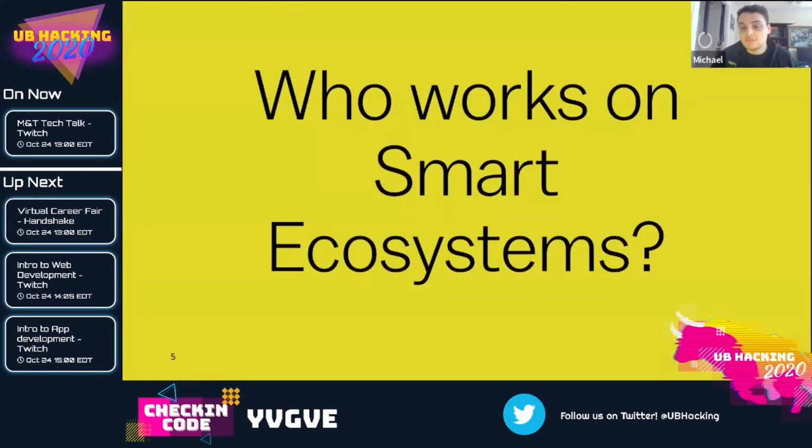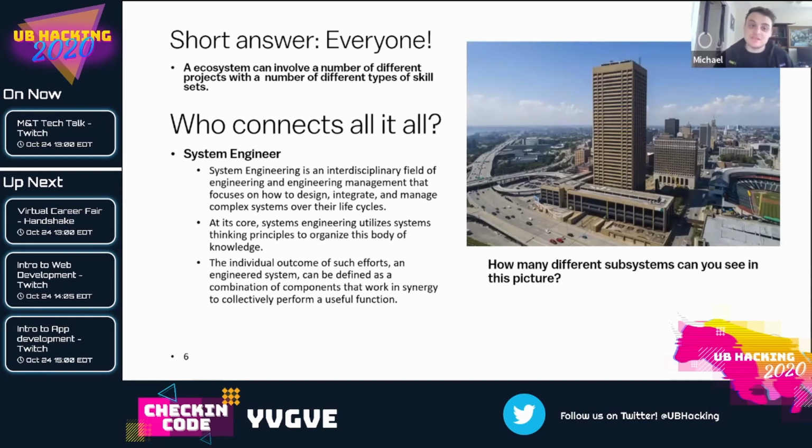Who works on smart ecosystems? Short answer is everybody. Ecosystem can involve a number of different projects with a number of different skill sets. But there's one person that connects it all, and that's a systems engineer. A systems engineer is an interdisciplinary field of engineering and engineering management that focuses on design, integration, and the management of complex systems over their life cycle. At its core, systems engineering utilizes systems thinking principles to organize this body of knowledge. The individual outcome of such efforts, an engineering system, can be defined as a combination of components that work in synergy to collectively perform a useful function.